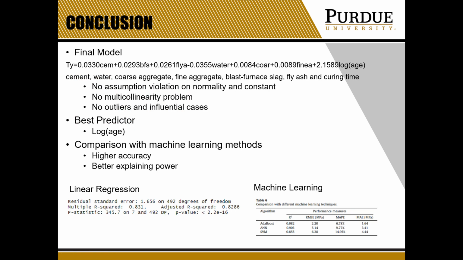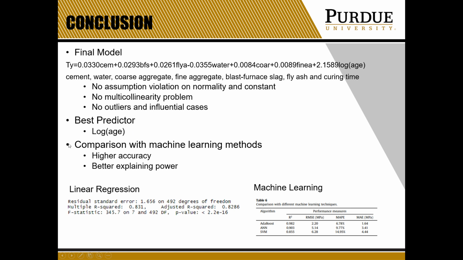Now move on to the conclusion. The final model is showing like this. Now we can answer the research question: cement, water, coarse aggregate, fine aggregate, blast furnace slag, fly ash, and curing time have significant impacts on concrete's comprehensive strength. And in this model, we have no assumption violation on normality and constant, no multicollinearity problem, and the outlying problem has been solved. In this model, the best predictor is log age.